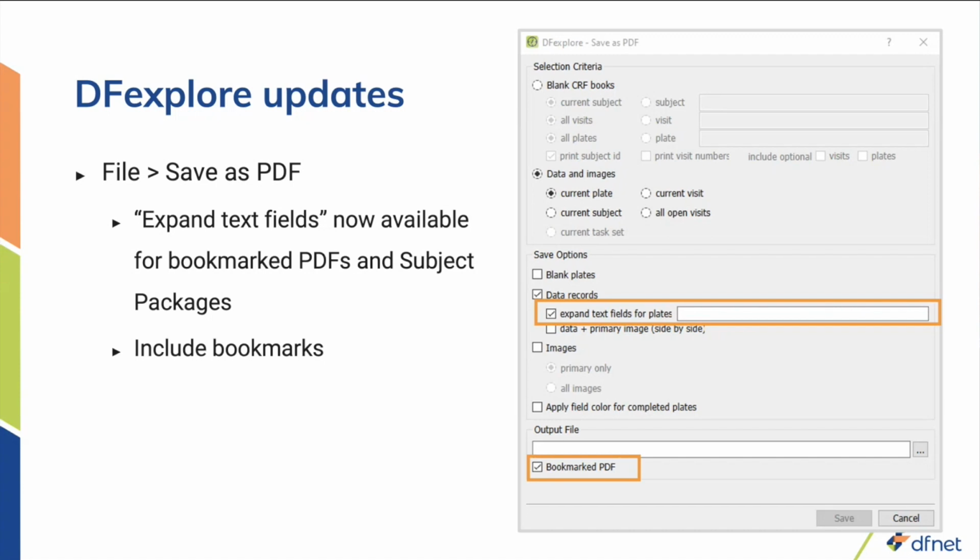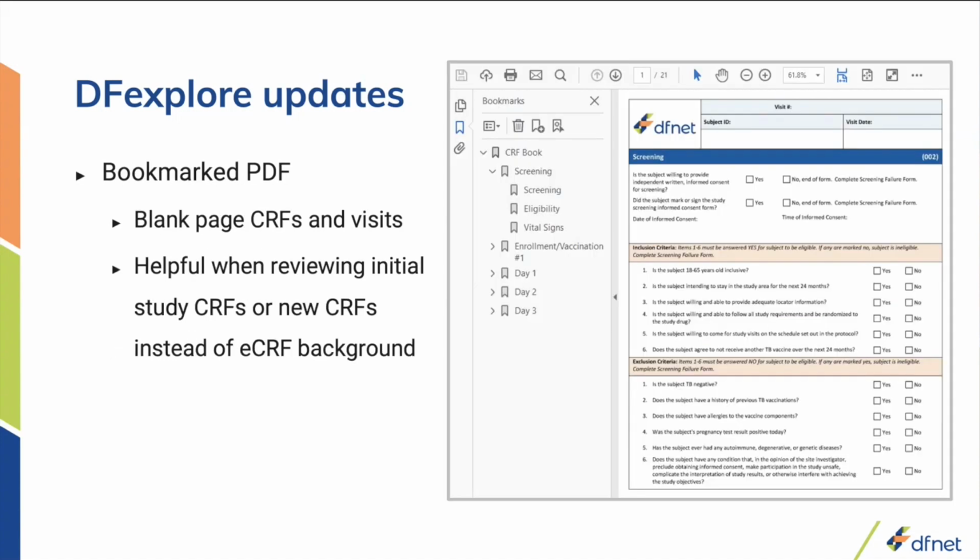Expanding text fields for all or only specified plates is now available for bookmark PDFs and subject packages, and it is now possible to save the output from here as a bookmark PDF. Bookmark PDFs of blank CRFs can be useful when building the study or adding a new CRF, as you can now view the form as it'll look to the user instead of just the eCRF background. You can see the forms at their defined visits, which helps visualize the study right from the start.